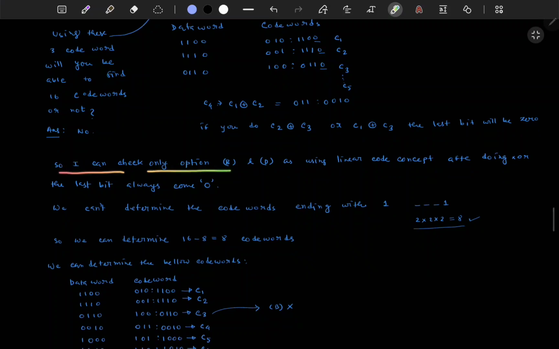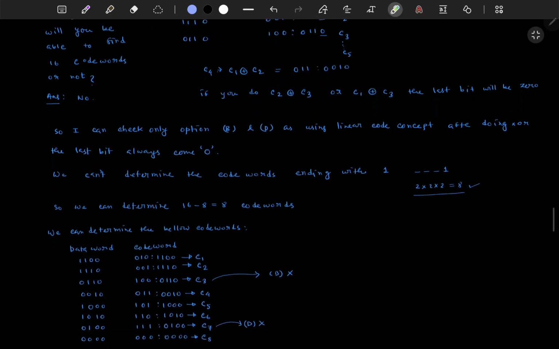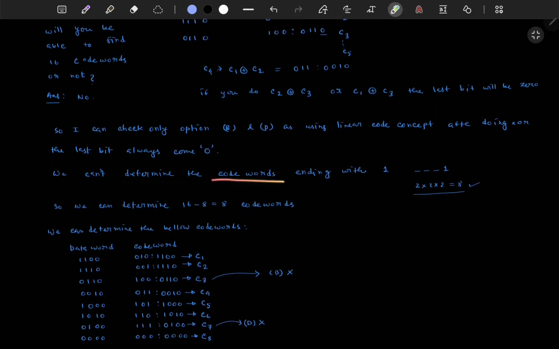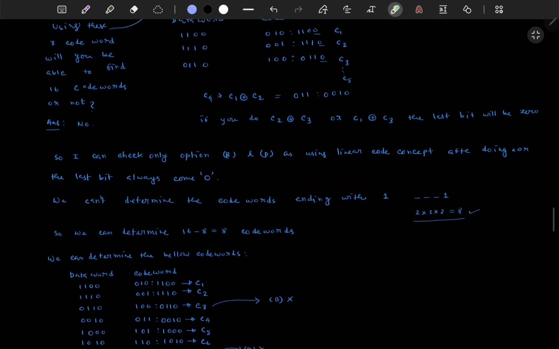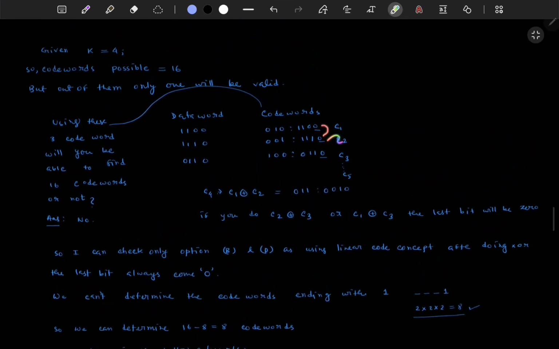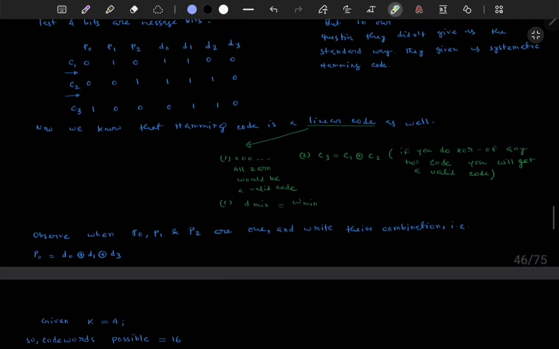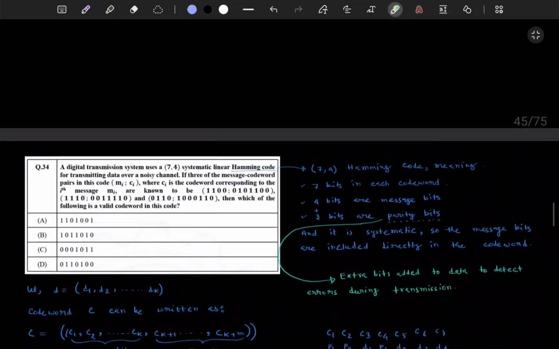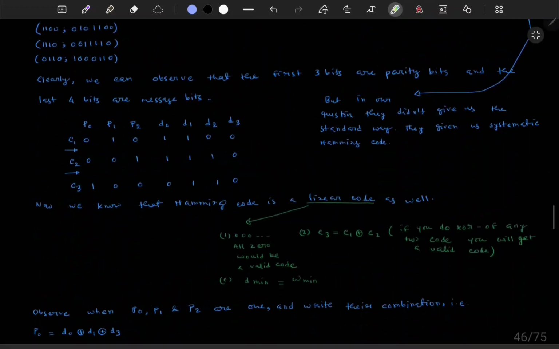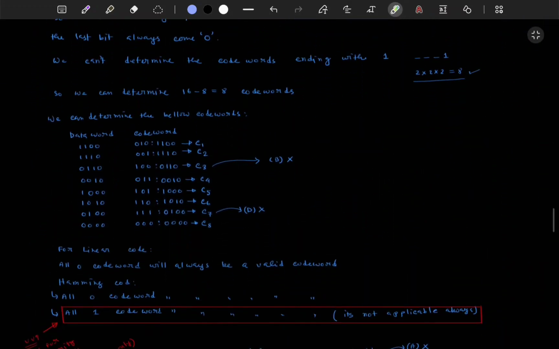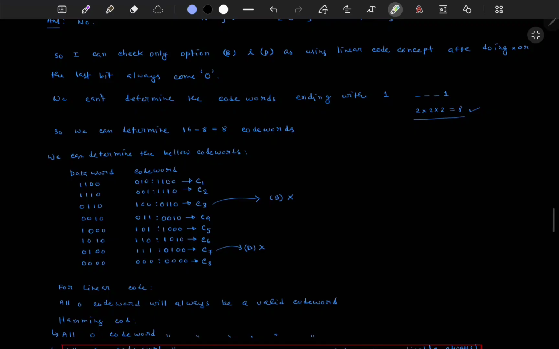So I can check only option B and D using this linear code concept after doing XOR, as the last bit is always coming 0. We cannot determine the code word ending with 1 by doing XOR, because we will never find a code word ending with 1, because the existing code words have the last bit 0, so we cannot find it doing XOR. So we can check only this and this doing this XOR operation. So we can determine this 16 minus 8 code words.